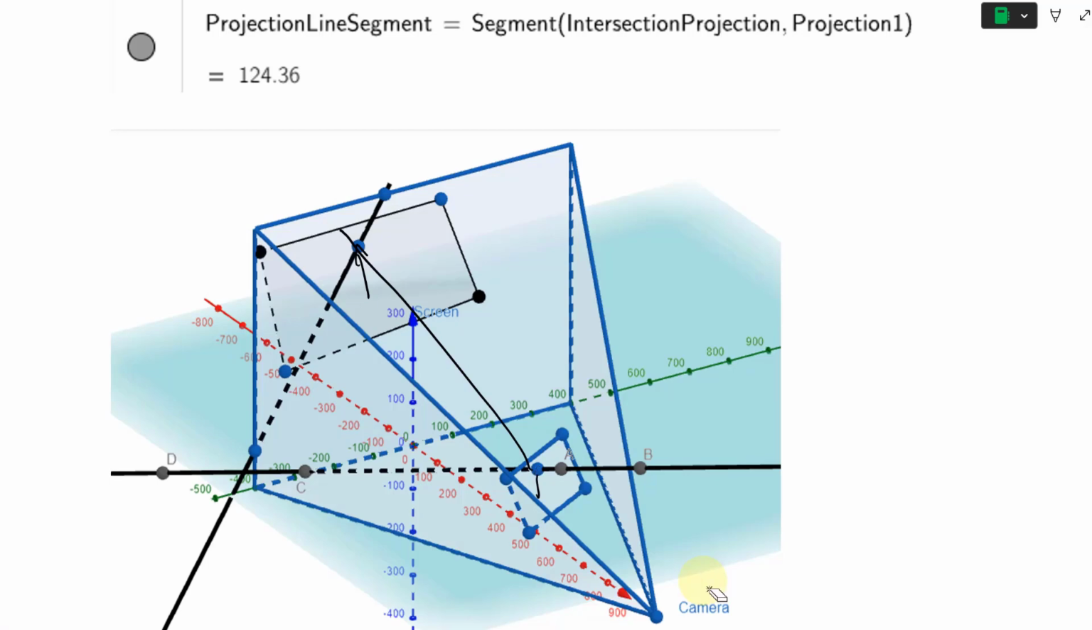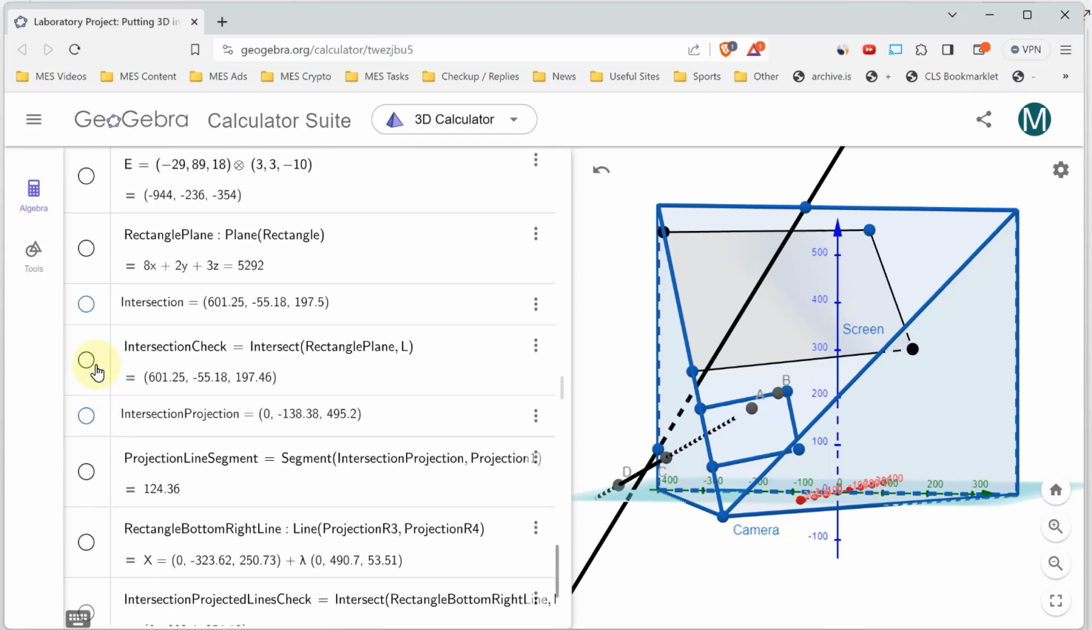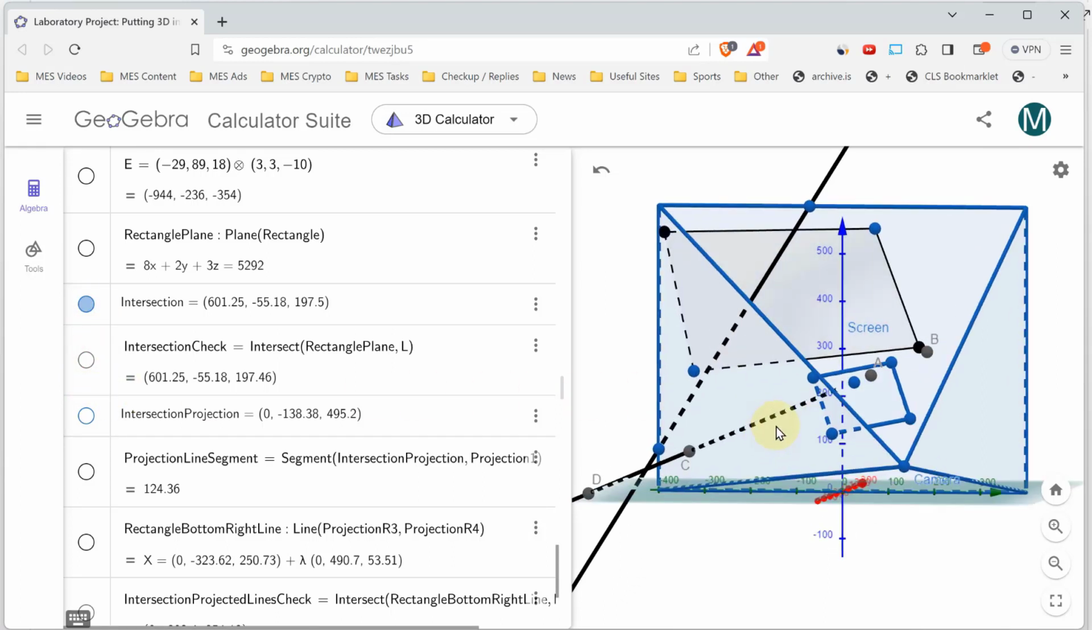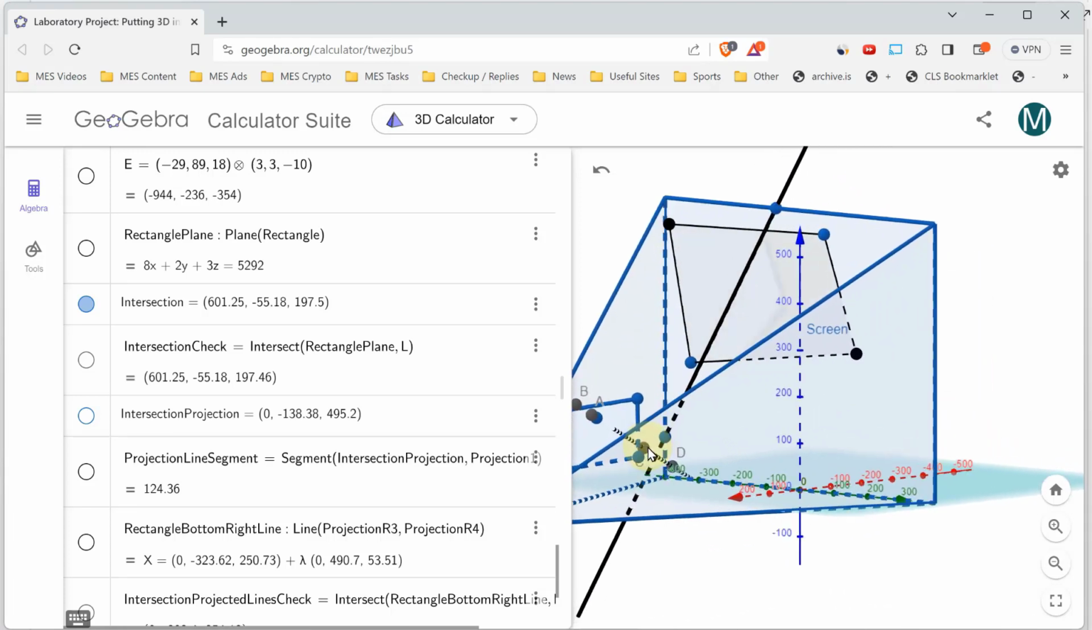And now we have to find this point to get rid of this line behind it, so that it gives the illusion of 3D, or the perspective of 3D. And here, let's go back to the GeoGebra. So let's see what we have. Sightline checking. That's this one. And what I'm going to do is let's find the point. So intersection check. So this is intersection, like that. So there's the intersection on it. Let's see if we can get this look nicer going through it.